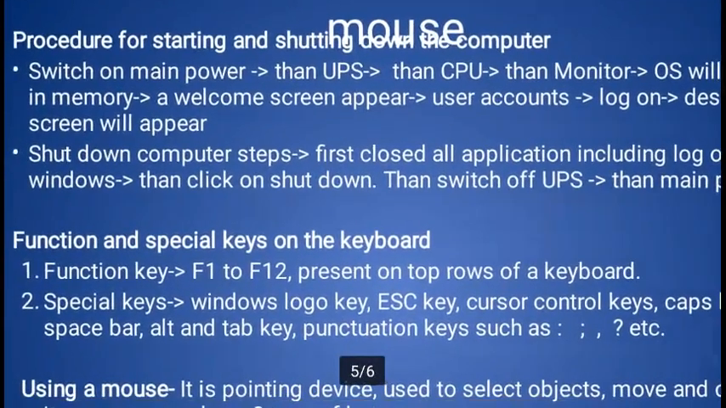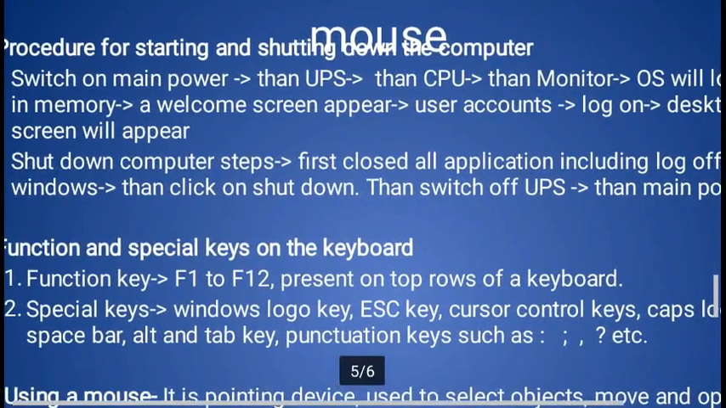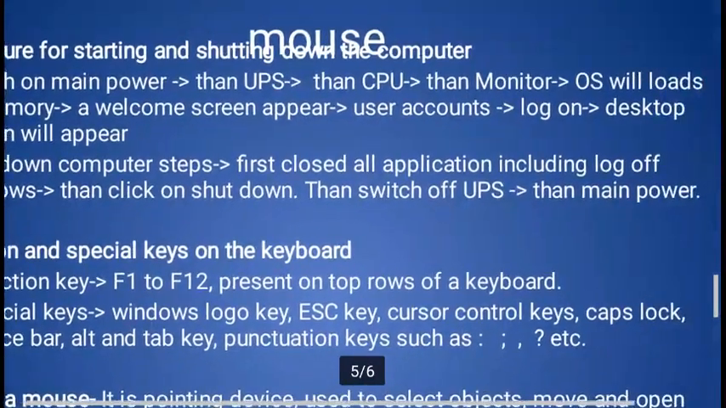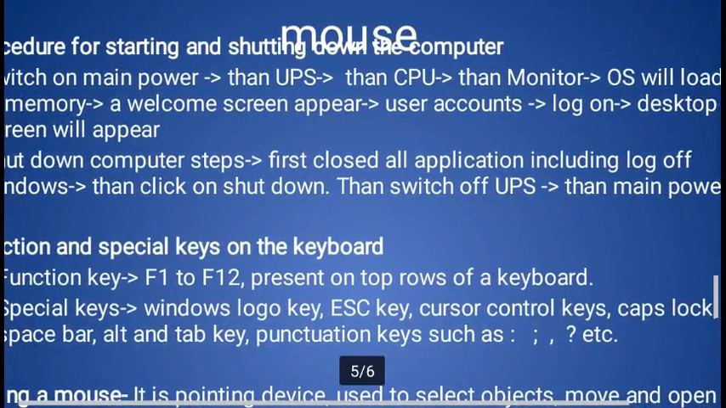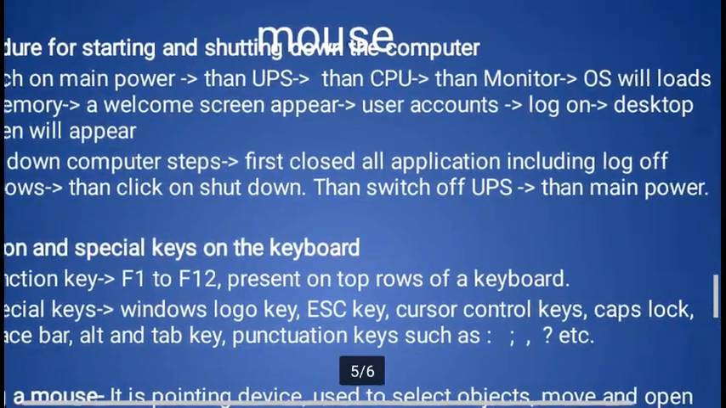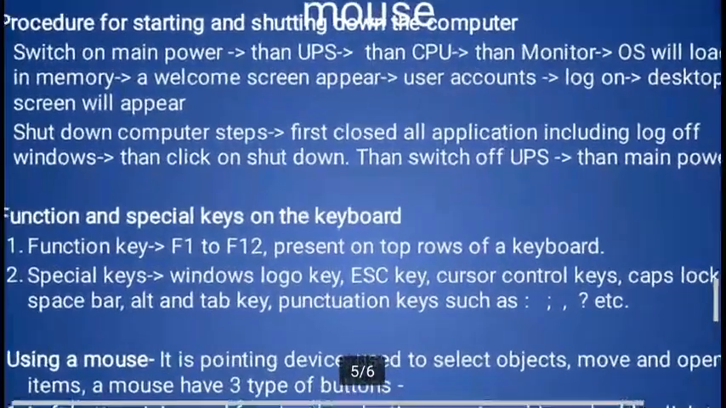Okay, the next thing is the shut down steps. If you want to shut down your computer and no longer have any work, first close all the applications including the log off window, then click on the shutdown button and wait just a few minutes. Then your monitor will completely show a black screen. Then switch off the UPS, then you can switch off the main power.